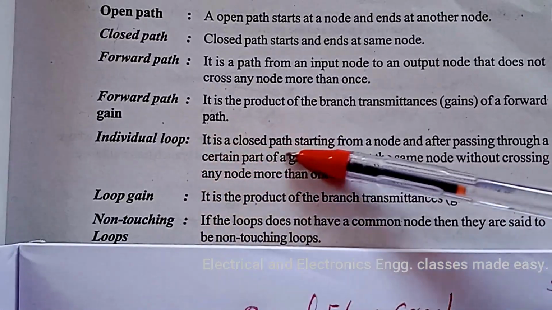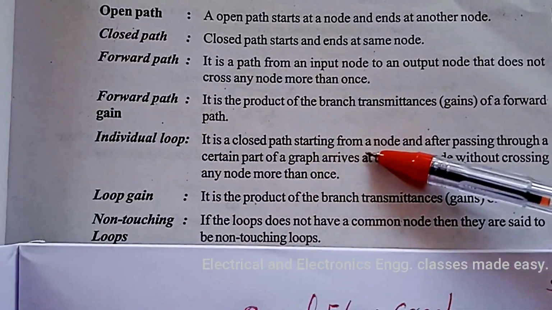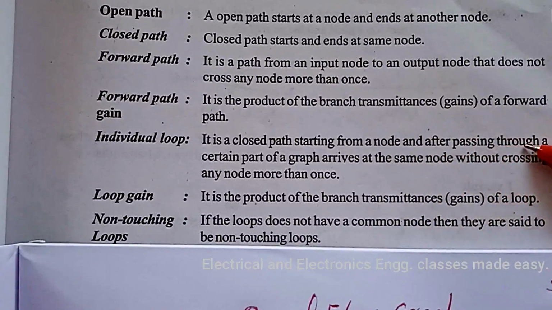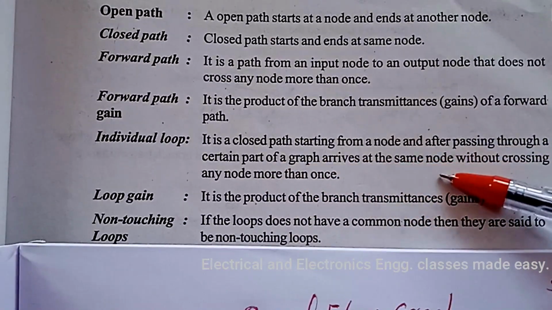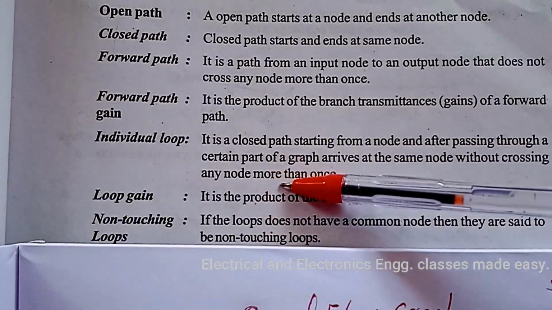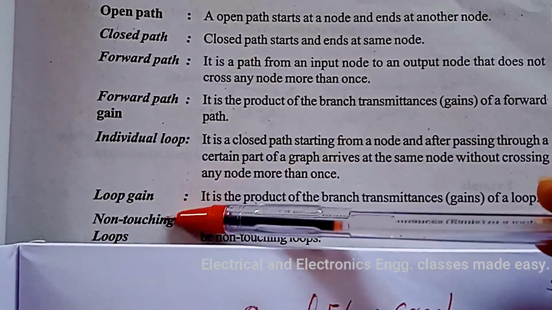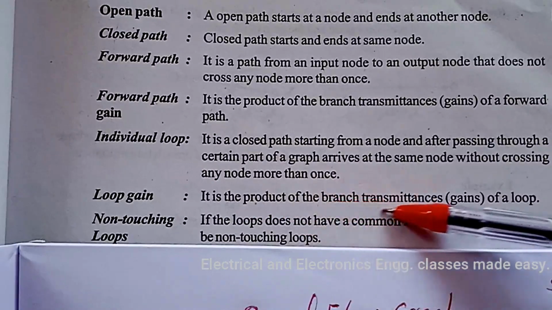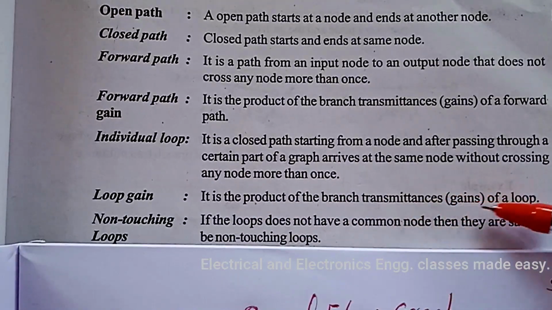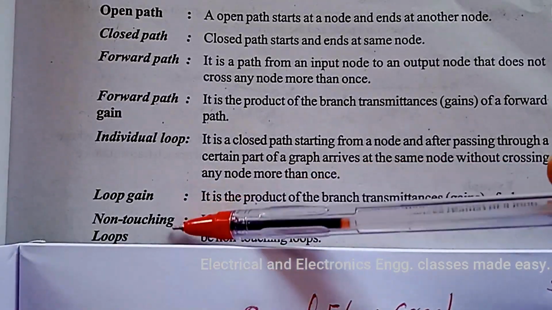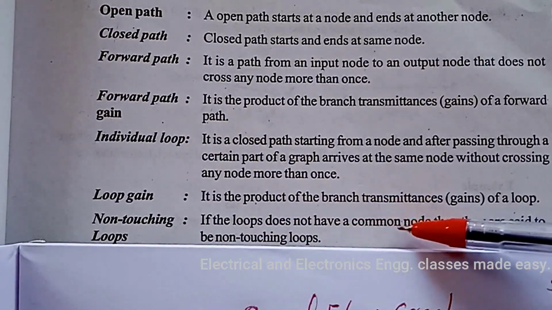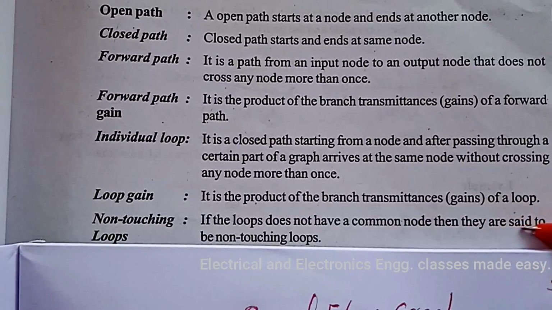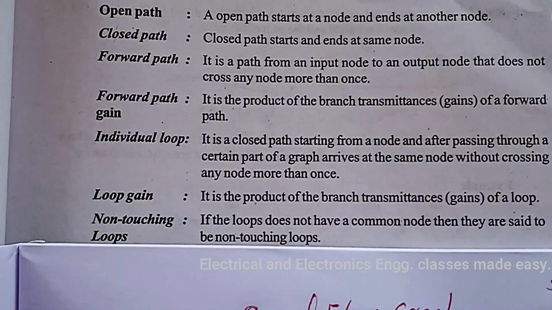Individual loop. It is a closed path starting from a node and after passing through a certain part of a graph arrives at the same node without crossing any node more than once. Then loop gain. It is the product of the branch transmittances of a loop. Then non-touching loops. If the loops do not have a common node, then they are said to be non-touching loops.